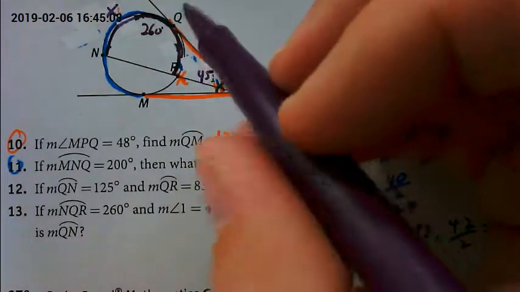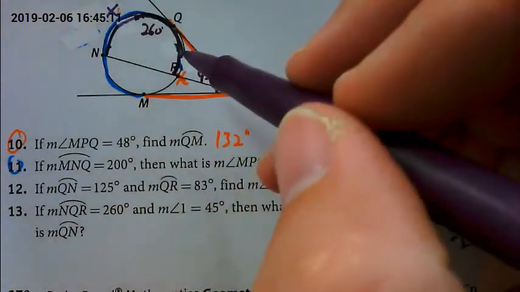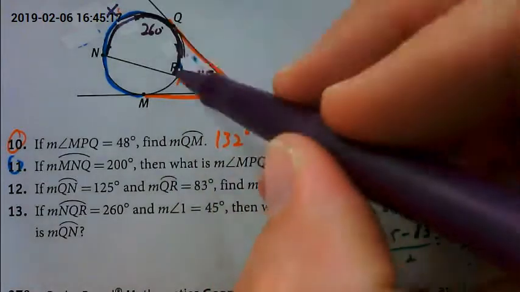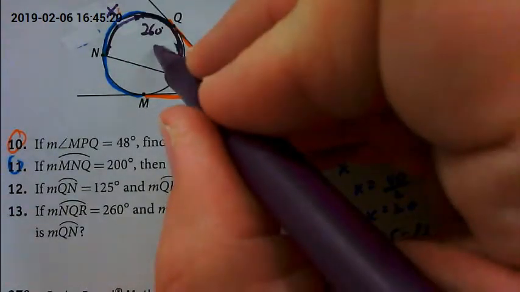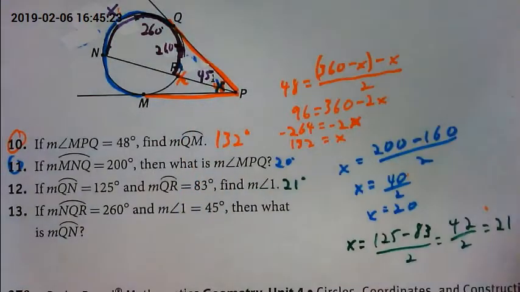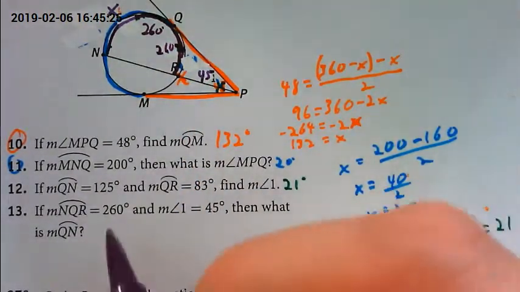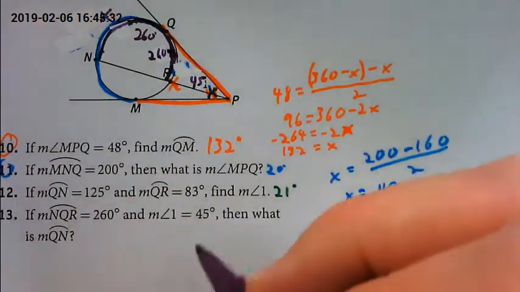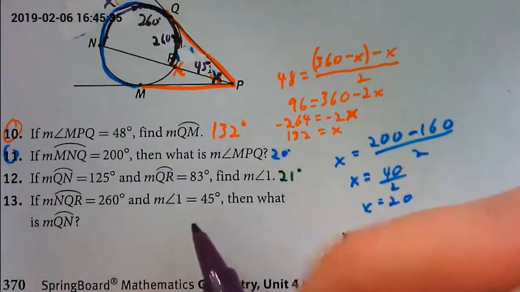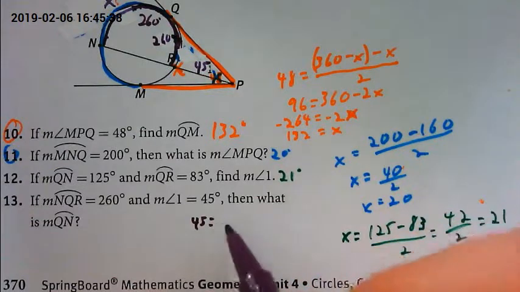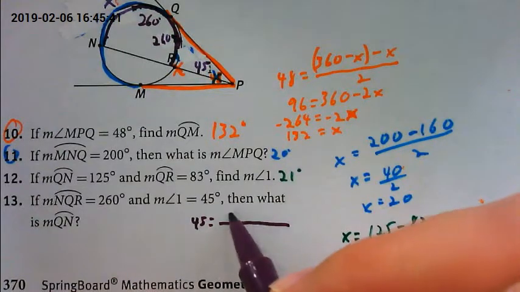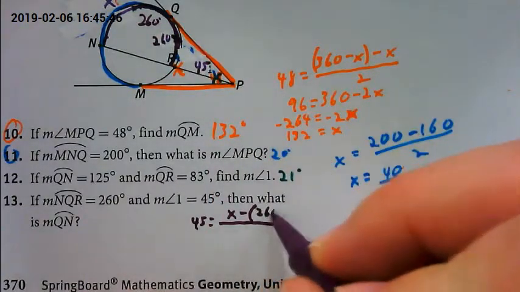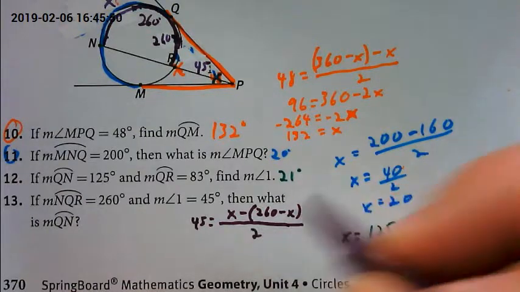Again, we have one other piece that we need to use in the formula. This piece is going to be the 260 that they gave us minus the x. So this is 260 minus x for the little arc. Let me see where I got some room. I'll just do it down here. We have the angle, which was 45, equal to the big arc, which we're calling x, minus the little arc, which is the 260 minus x, over 2.